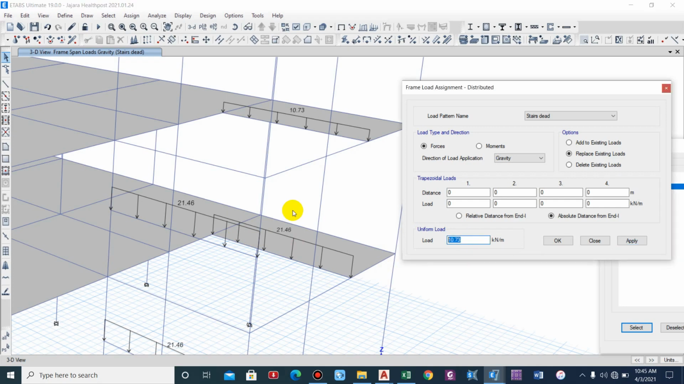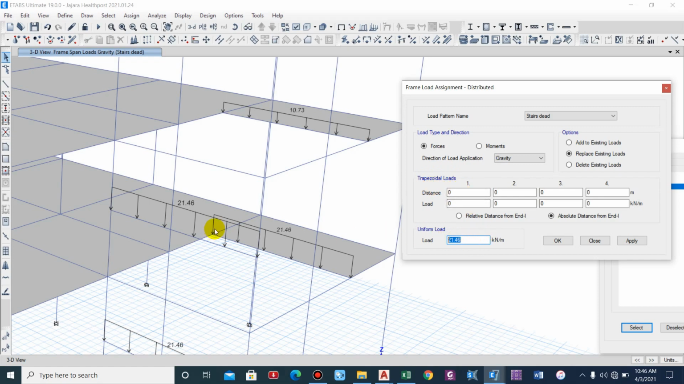If we want to apply 21.46, then the case will be different, because we have to assume the width of the staircase only, and that is a good practice, because the staircase load is to be assumed to be concentrated throughout the width of the staircase only. It is not distributed in this way, so we have to consider 21.46 acting along the width of the staircase only. So 21.46, but the idea is different to apply this load. We have to use this trapezoidal load concept.